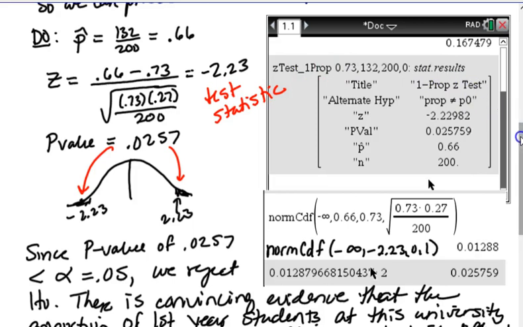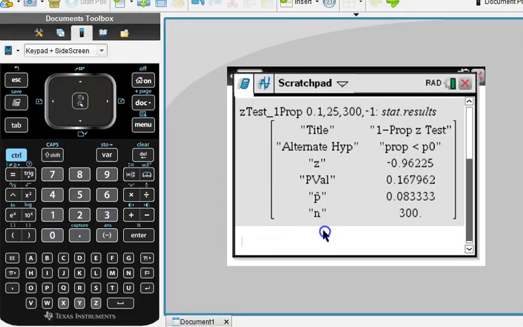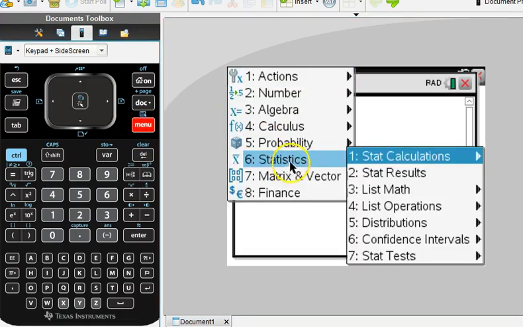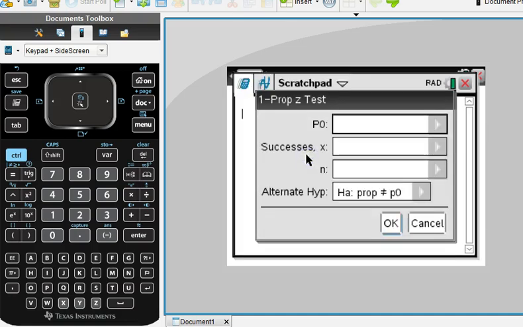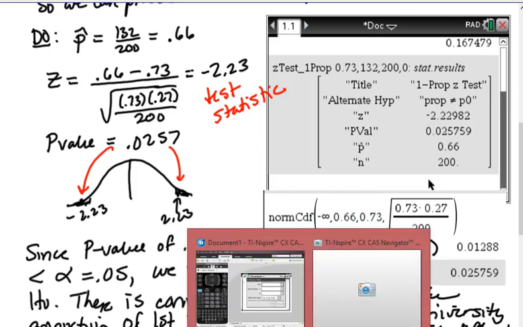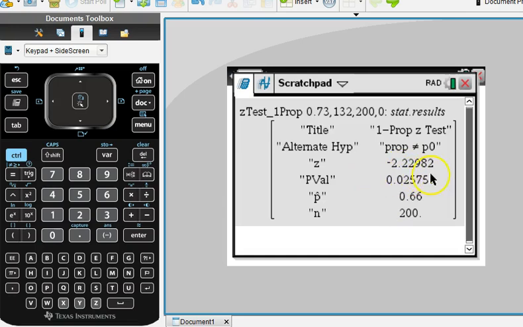Let's run through that test on the calculator one more time just to make sure you remember how to do that. So doing this is from my previous example, so let me clear this off, clear the history. All right, so we do menu, statistics, stat tests, one proportion z test. If I go back and look at my sample, it was 132 over 200. So the null hypothesis was 0.73, this was 132 over 200, and we have a not equal to now. So when we look at this, there's the z-score that I got before, but my p-value is different.